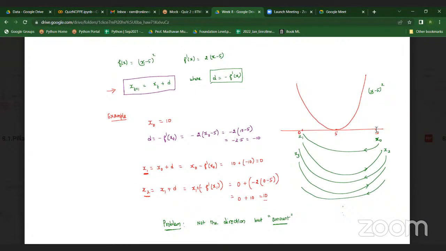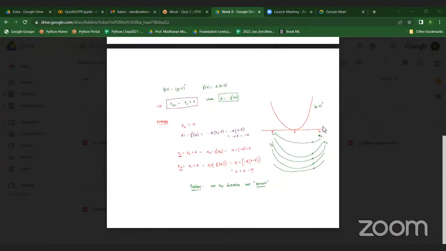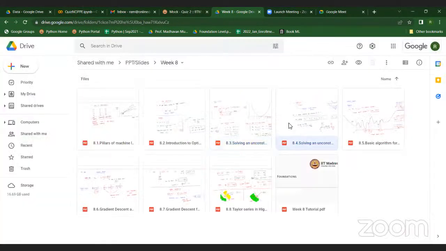What happened here is, if you choose a value of 10, you'll be going to 0, and then from 0 you'll be going to 10, 10 to 0, 0 to 10. We'll always keep moving between these two. No matter how many iterations you do, we should be ending up with x equals 5, but that is not happening. The other important thing is, it's not just the direction that is important, but the amount you are moving in that particular direction is also important. So that part we'll look at now.